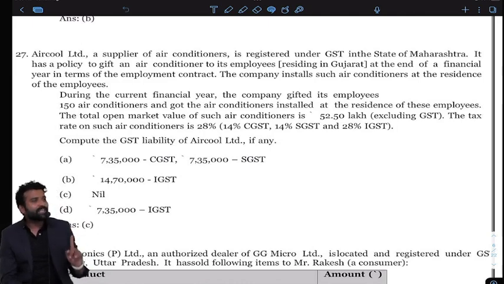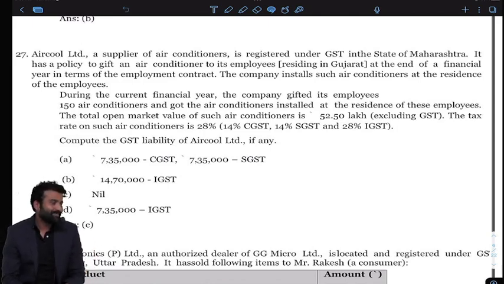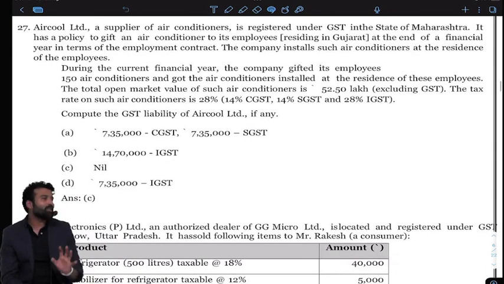And if the value of the gift is not exceeding 50,000 per year, is GST leviable, will it be a supply or not? It will not be a supply. So if the value of the gift is not more than 50,000, it is not a supply. So it is not a supply.